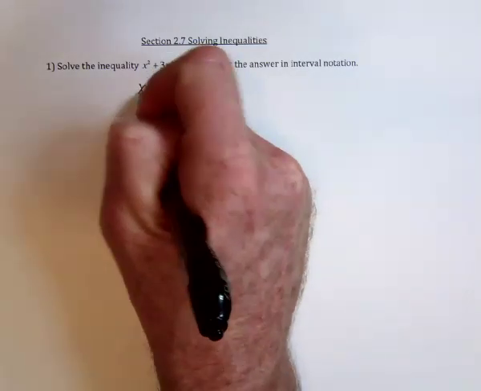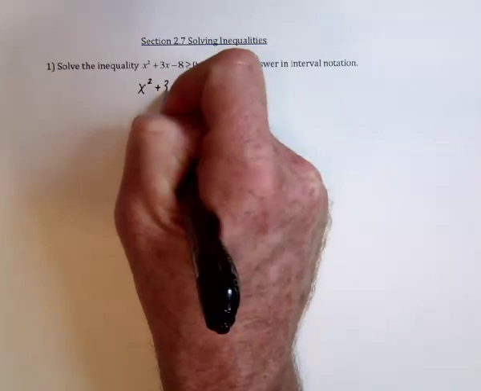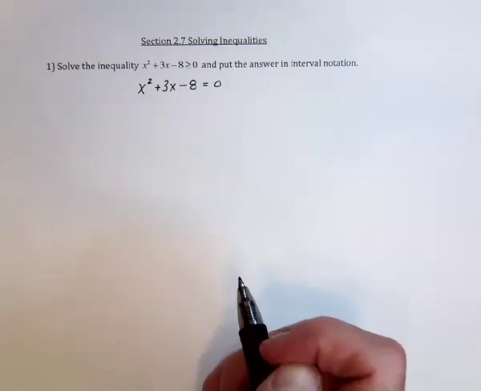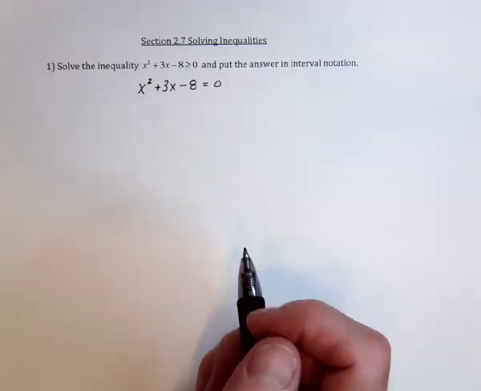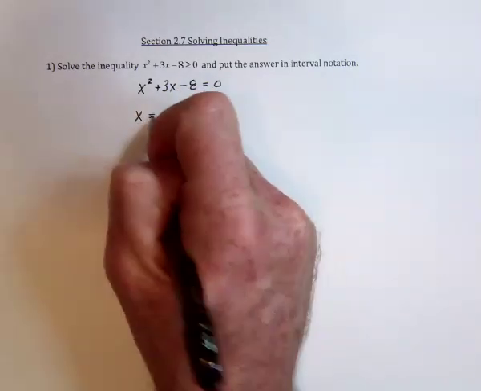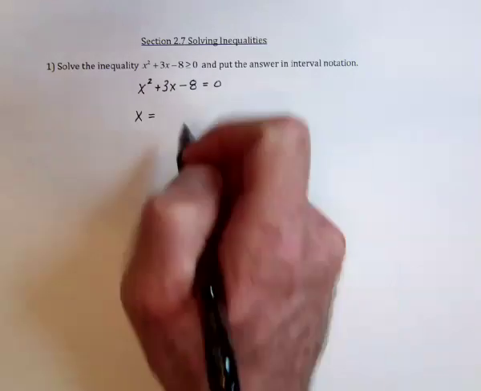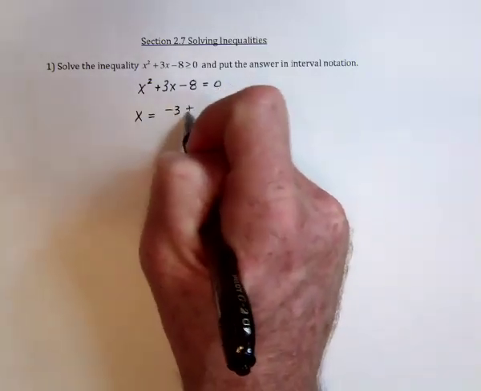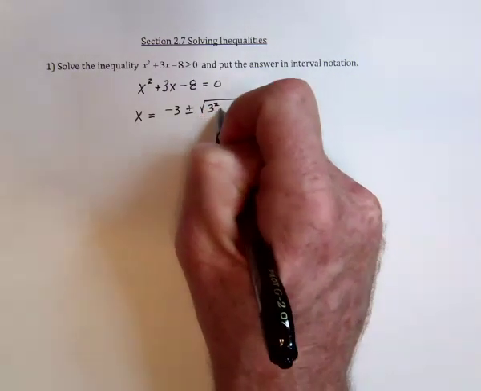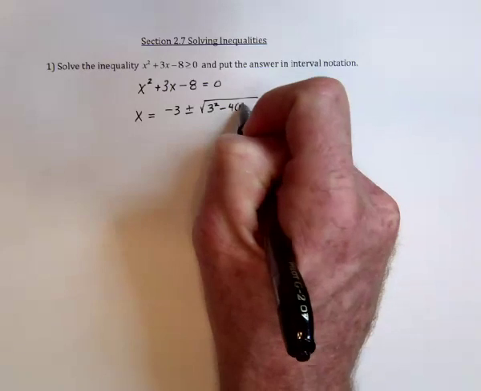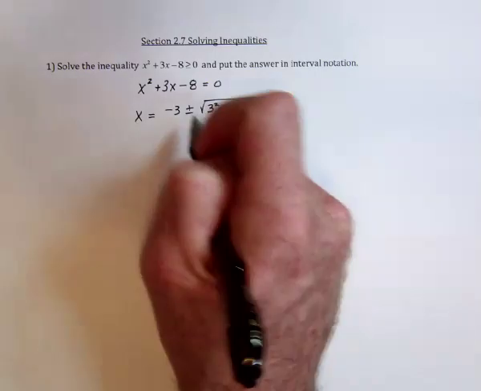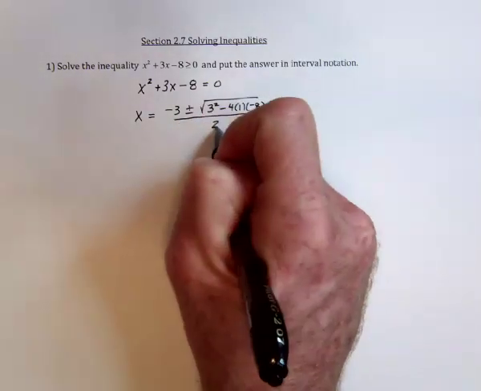So begin by finding those x-intercepts. Take the inequality and change it to an equation, and then use either the quadratic formula or factoring. I believe that I'll try the quadratic formula. Never fails. x is equal to negative b plus or minus the square root of b squared minus 4 times a times c, all divided by 2 times a.